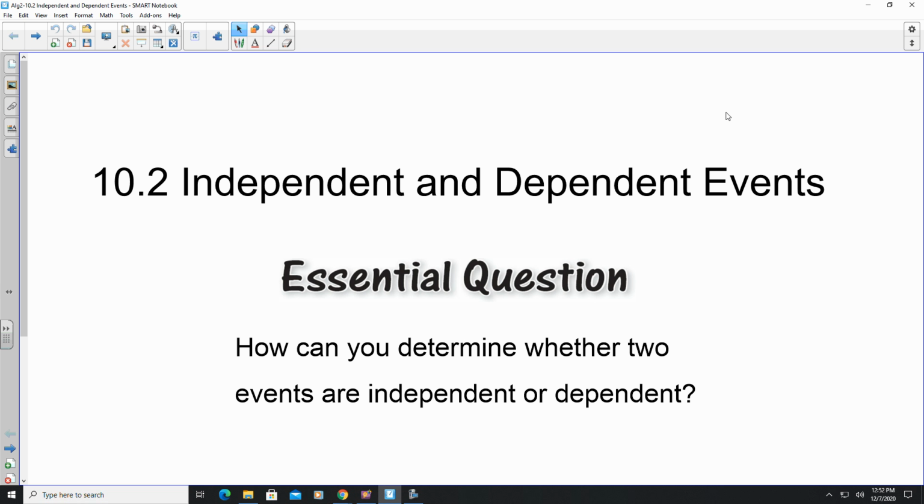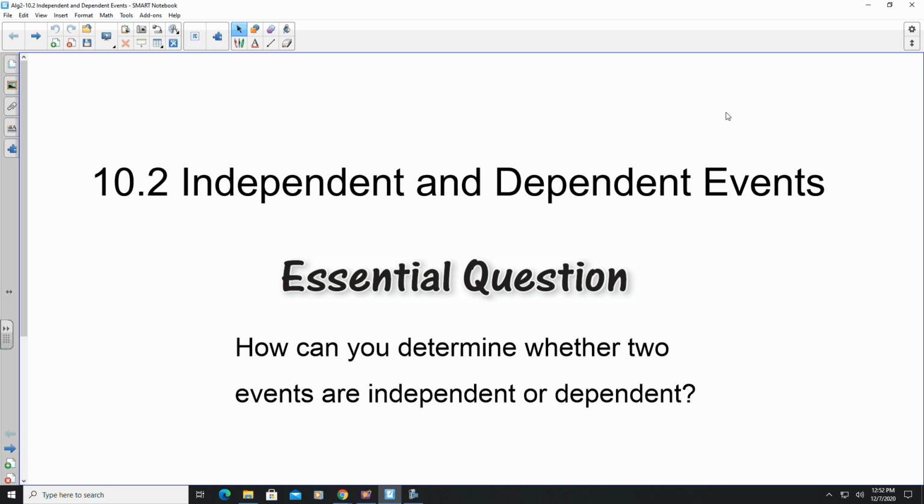In this lesson, we're going to be looking at section 10.2, where we're going to look at independent and dependent events. So we are going to determine if an event is independent or dependent and use the correct probability formulas to help us solve it.